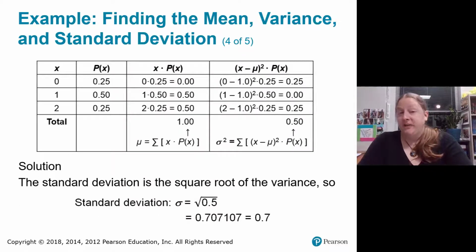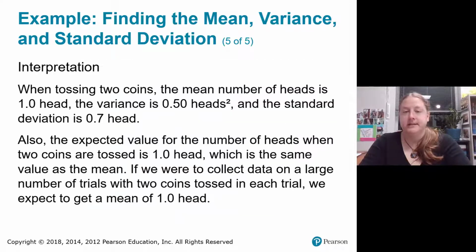If we want the standard deviation, all we have to do is take the square root of our variance, and if we do that, we get 0.707107, or 0.7 if we round to one decimal place more than our data. All right, so interpreting this, we would tell people that when tossing 2 coins, the mean number of heads is 1 head, the variance is 0.5 heads squared. Notice our units are squared. And the standard deviation is 0.7 heads.